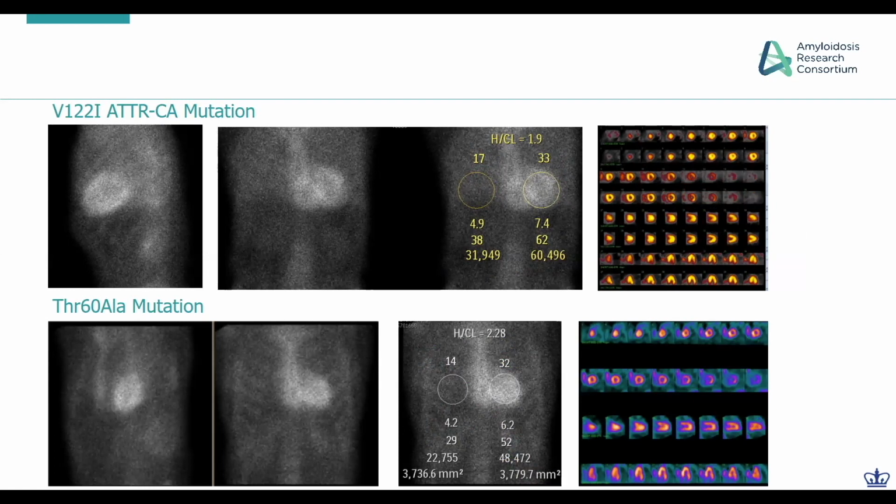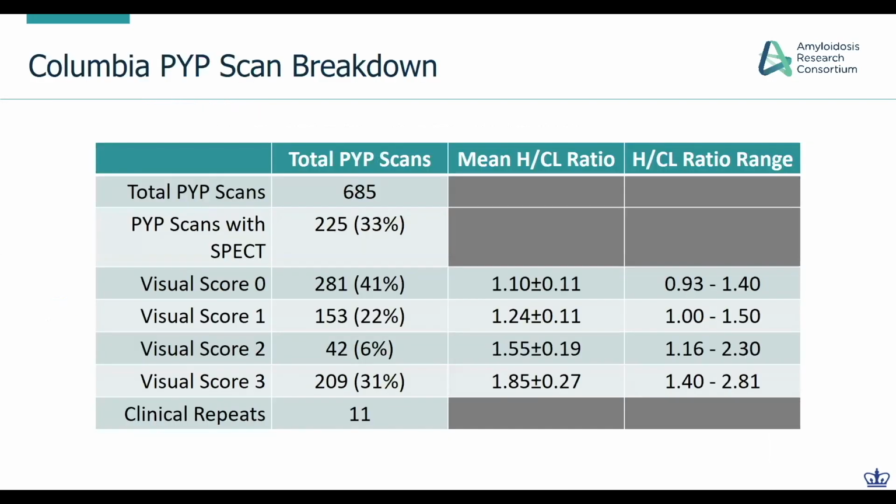Now in this one, the top one is V122I mutation. Again, you can see the heart to contralateral ratio is 1.9 and visual score is 3, and there's diffuse uptake in the LV and RV on both. And on SPECT scans, you can see that there's myocardial uptake in both. This is just some preliminary data from Columbia.